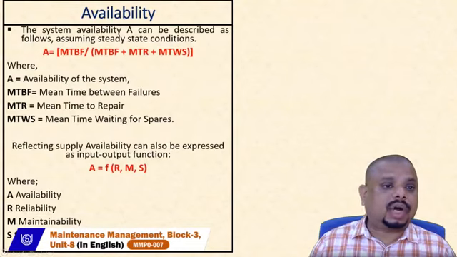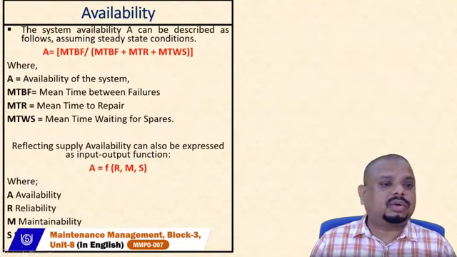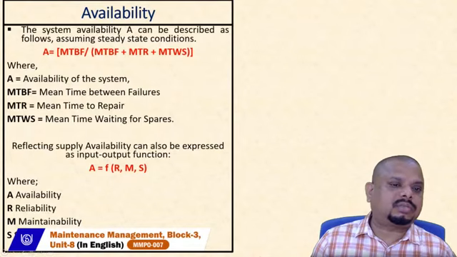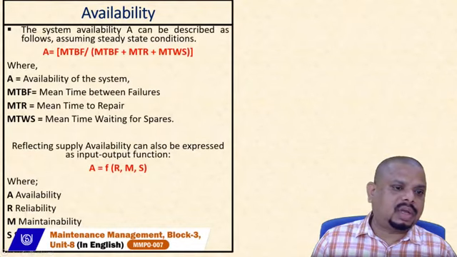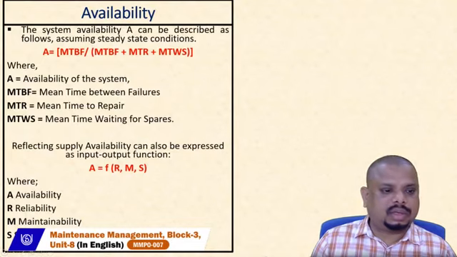Moving to the next one. So how do we calculate the availability? The availability of the system equals mean time between failures divided by mean time between failures plus your mean time to repair plus your mean time waiting for the spares. So this is the typical formula which is applied for calculation of availability.